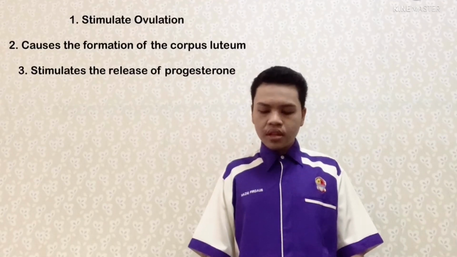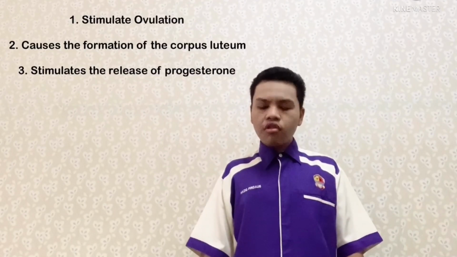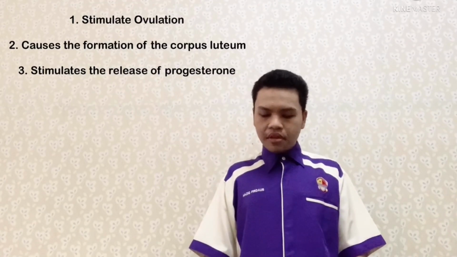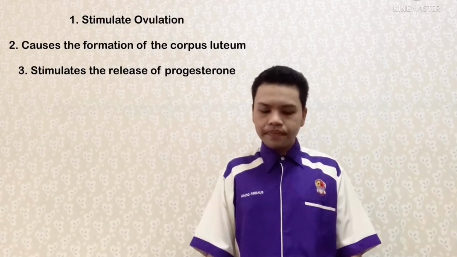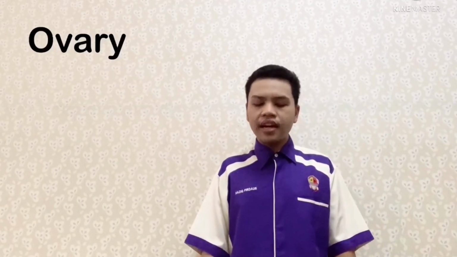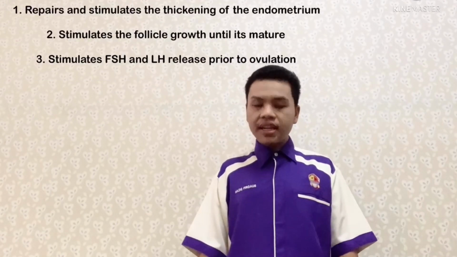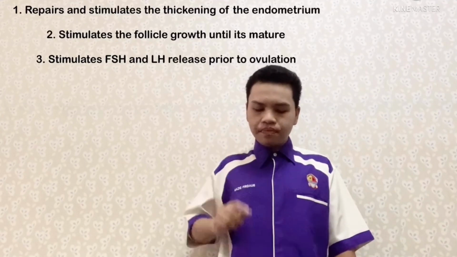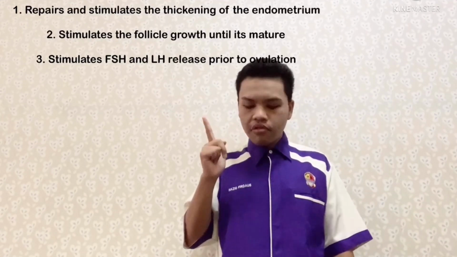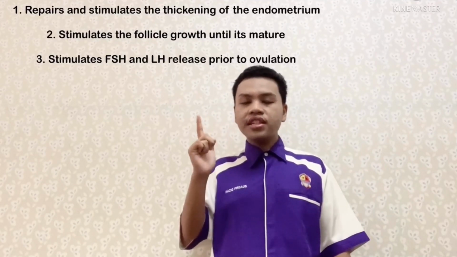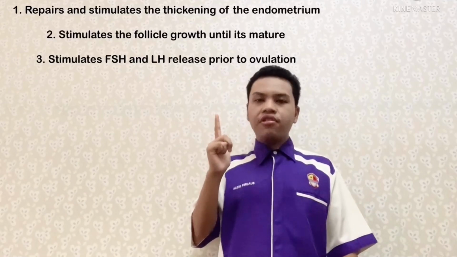The pituitary gland also secretes luteinizing hormone, which functions to stimulate ovulation, cause the formation of the corpus luteum, and stimulate the release of progesterone. The ovary, on the other hand, secretes estrogen. Estrogen repairs and stimulates the thickening of the endometrium. Estrogen also stimulates follicle growth until it matures.